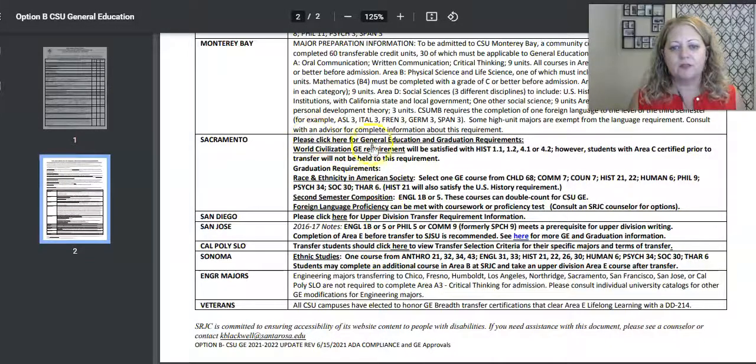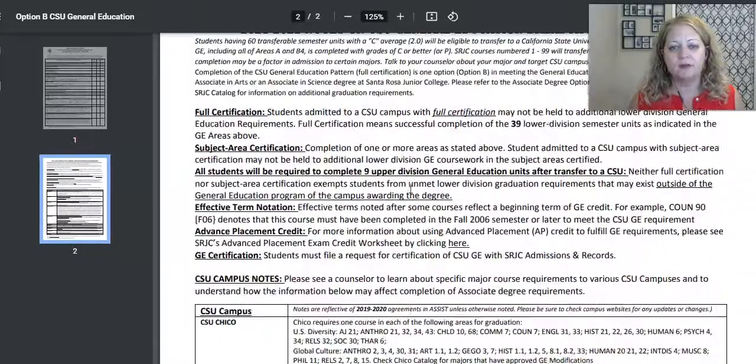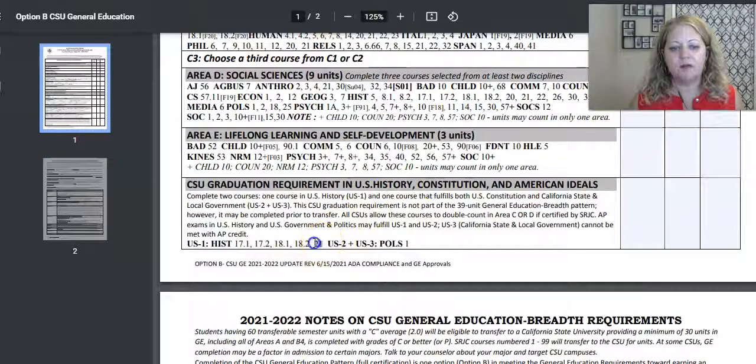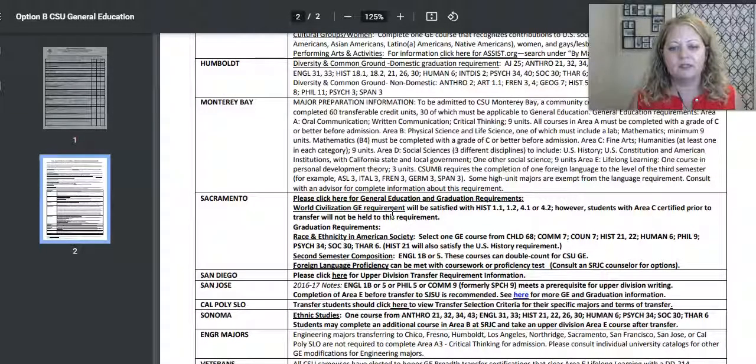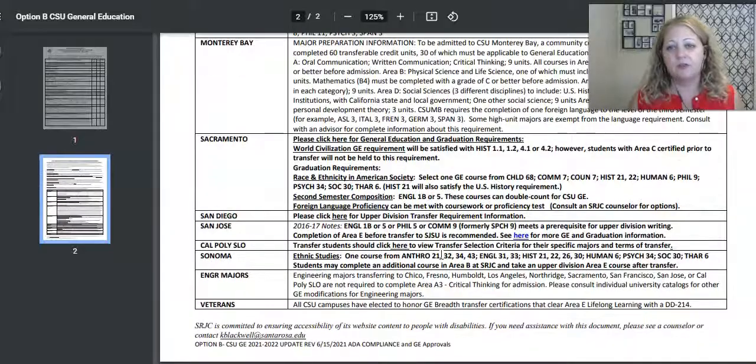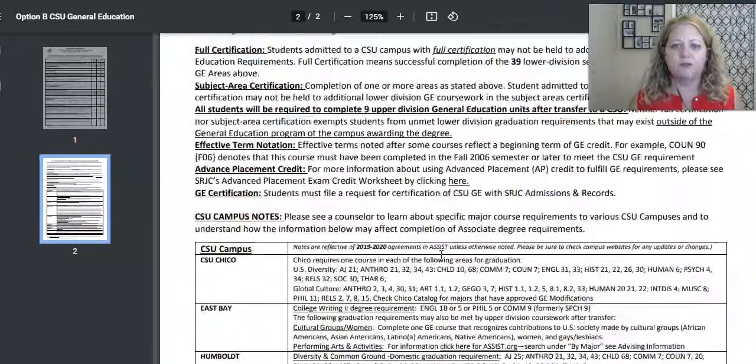Sac State also has a World Civ requirement. If you have Area C done, if it's certified, then you don't have to worry about that. They have a Race and Ethnicity in American Society requirement. There's that History 21. So History 21 for Sac State would meet that requirement, the U.S. History requirement, as well as Area D. So it's triple counting. And then they have a second semester composition of English that you can do as well, English 1B or 5. So looking at the campus notes is a good thing as well.